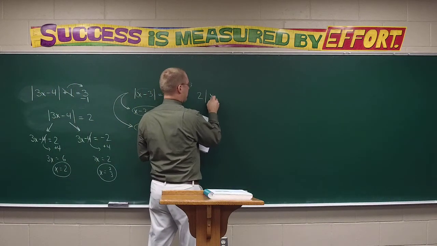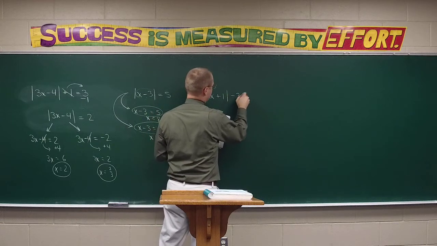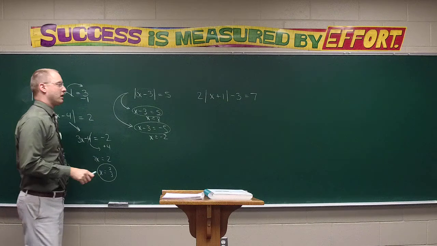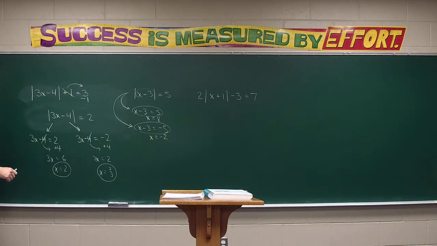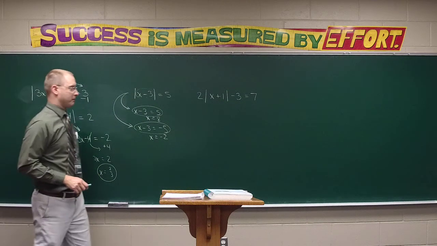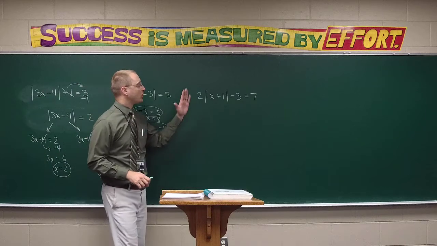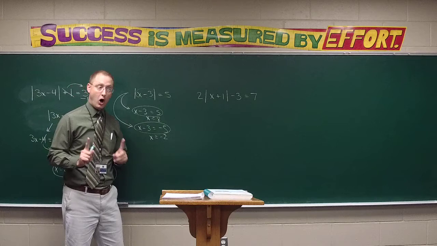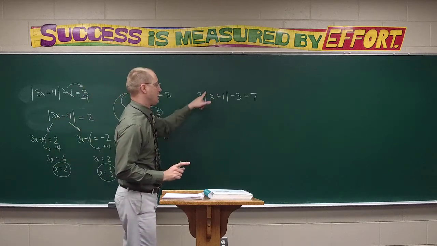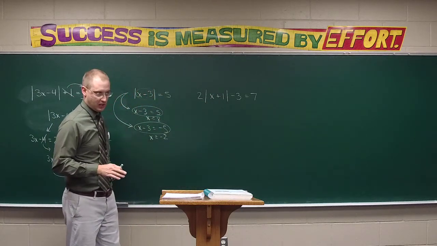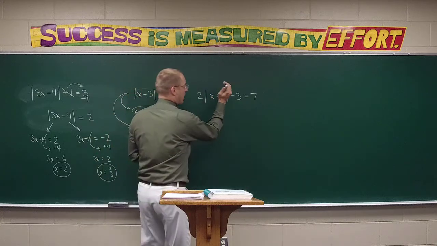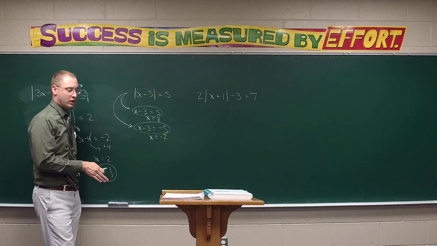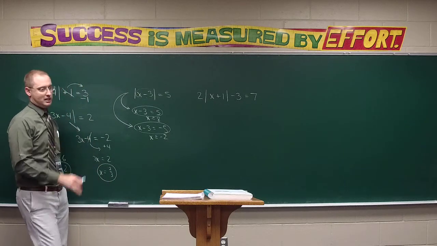2 times the absolute value of x plus 1 minus 3 is equal to 7. I want you to write yourself a little note here, because sometimes students look at these absolute value bars and say, ooh, those are a grouping symbol, and they are. They do group this as one quantity, but they're not the same as parentheses. If these were parentheses, class, we would have to distribute. Write this down. Don't distribute, colon, isolate.